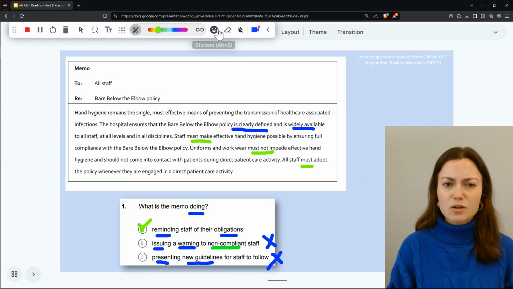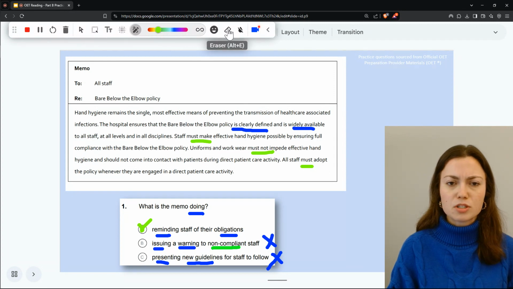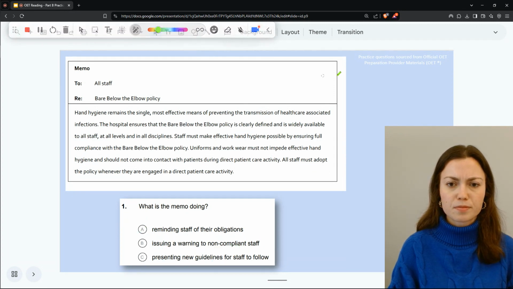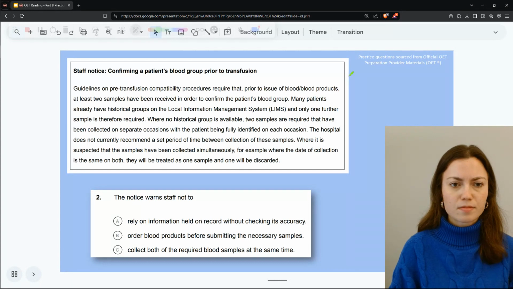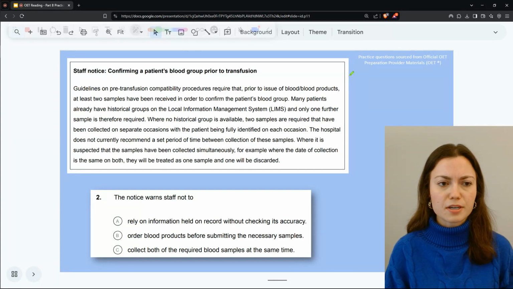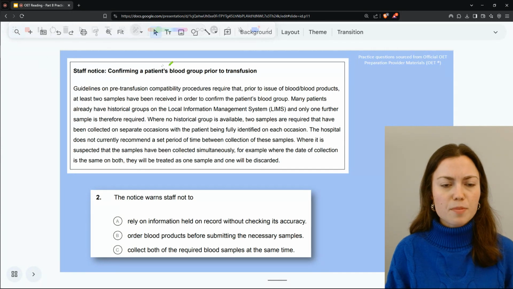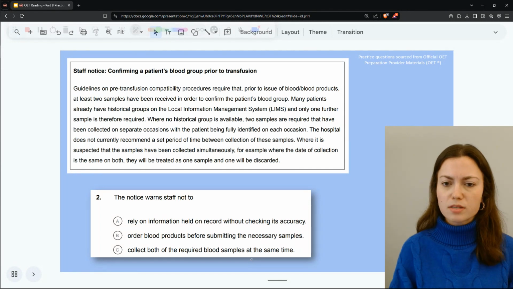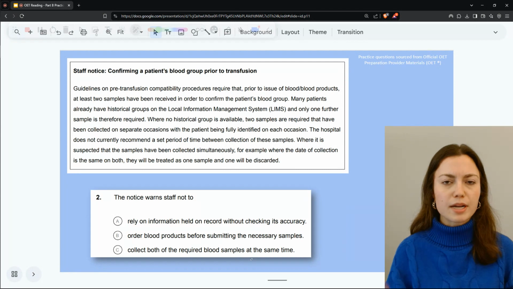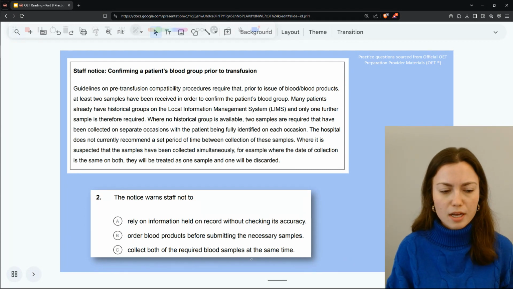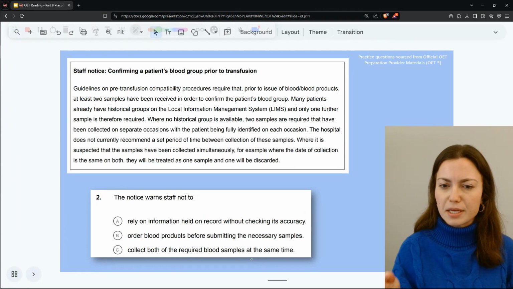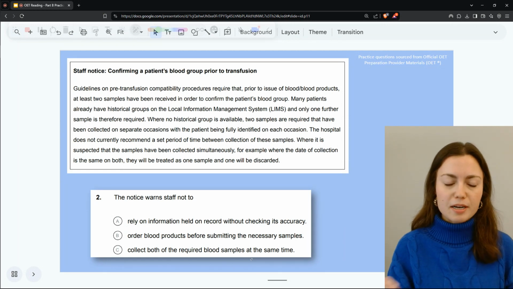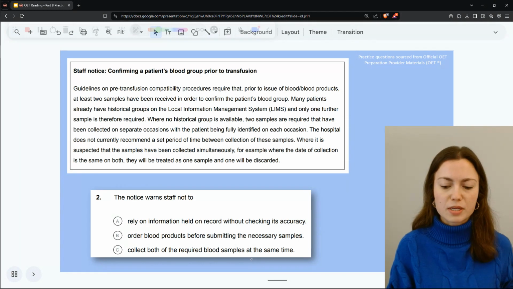All right, let's go on to number 2. So a totally new text here. It's a staff notice confirming a patient's blood group prior to transfusion. So pause the video for a second. I'm not going to read this one out. I want you to read through it. Choose option A, B, or C, looking for both positive and negative evidence. Then when you're ready, unpause it and I will go through this in detail.